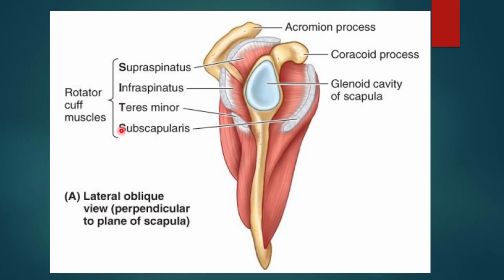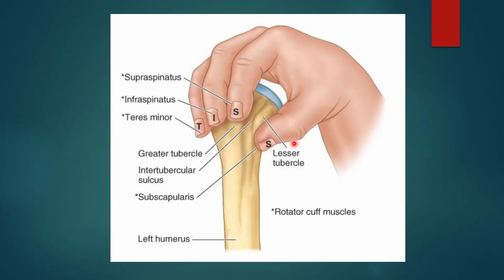S-I-T-S, SITS muscles. Again in this diagram, they have shown the rotator cuff with fingers. The thumb is for the subscapularis, then the index finger and others for supraspinatus, infraspinatus, and teres minor. These three muscles are inserted over the greater tubercle, on the superior facet, the middle facet, and the inferior facet, and subscapularis on the lesser tubercle. See here, and in between the lesser and the greater tubercle, there is the intertubercular sulcus.